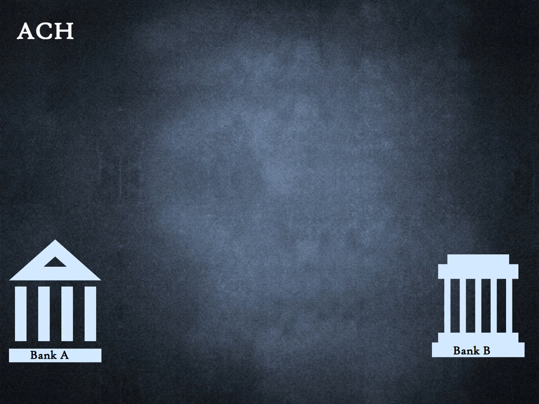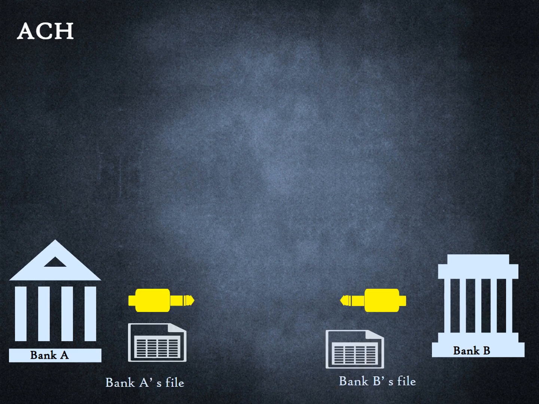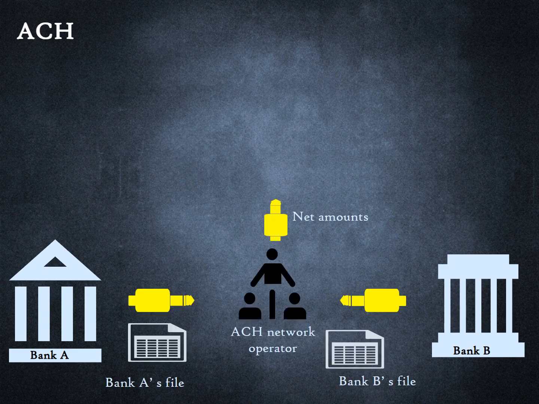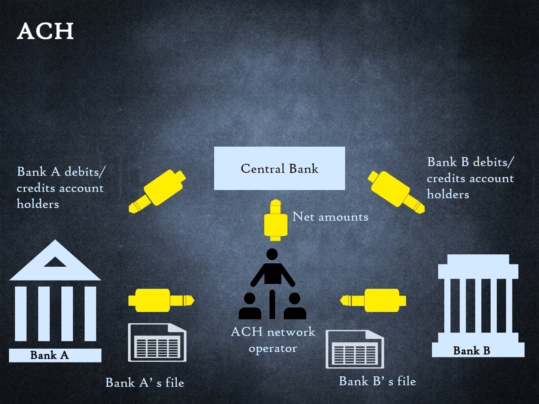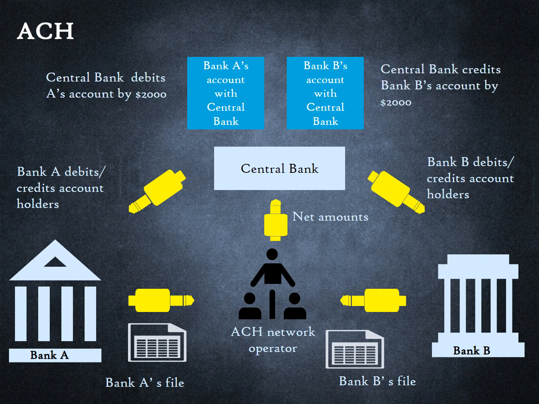In an ACH system, Bank A and Bank B submit the files received from Susan and Mark to a network operator. The network operator calculates the net amounts and forwards to the central bank. It also forwards the files to the beneficiary banks who can credit the individual account holders. In the real world, there are hundreds of participating banks. Hence, it makes sense for a neutral third party with data processing capabilities to perform this step. The central bank then debits and credits the net amounts in the accounts that the banks hold with it.